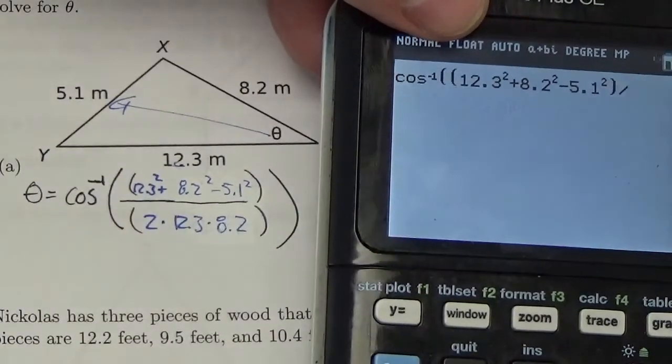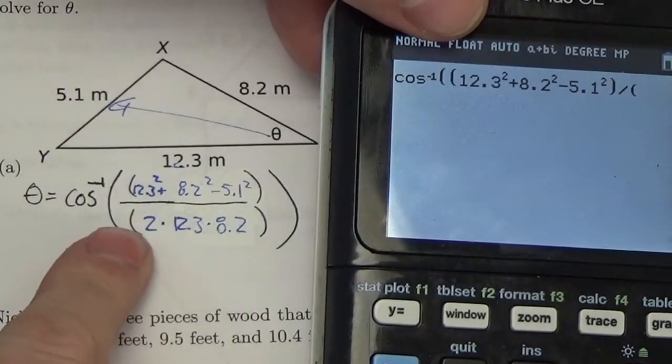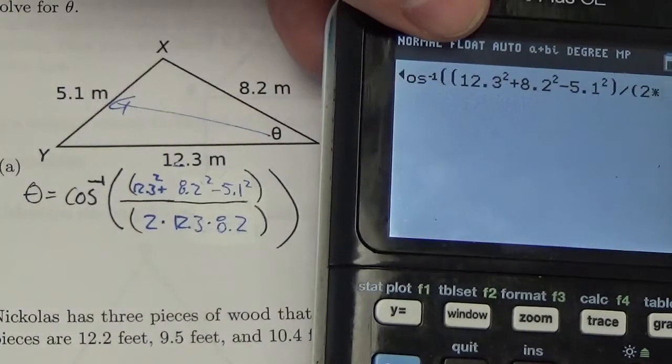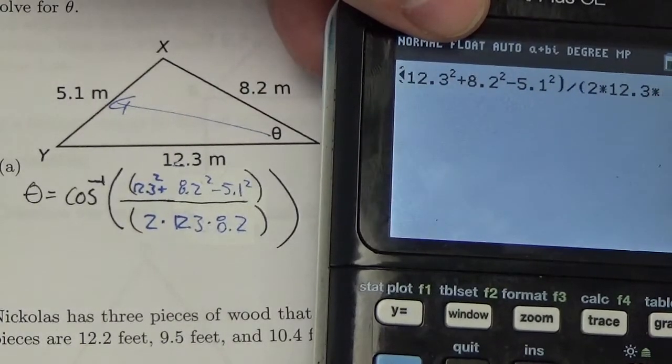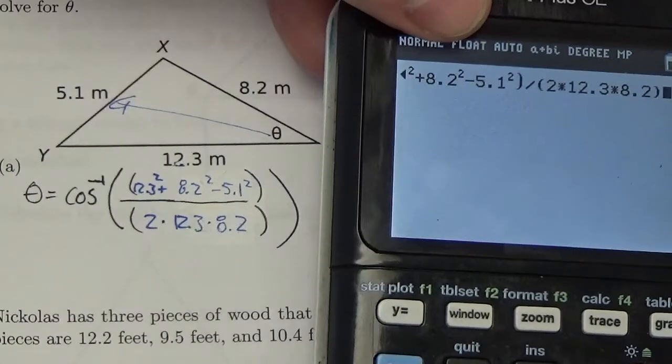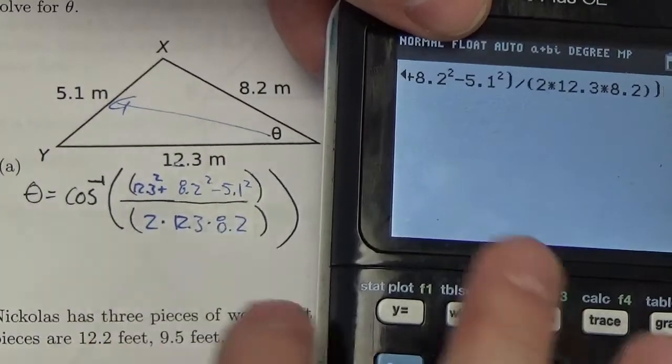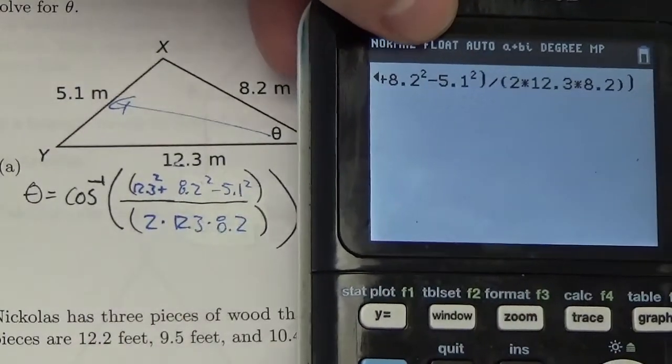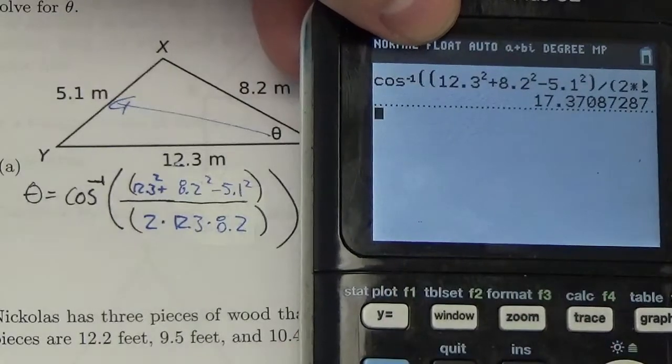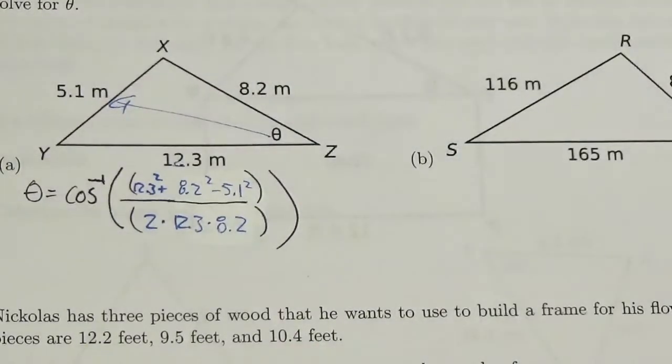Divided by, and then I'm going to open the parentheses again, that's this one down here. 2 times 12.3 times 8.2. Close the parentheses, that's this one, and then close it again for the big one. Okay, and now when I press enter, it thinks about it, and I get the angle at 17 degrees.